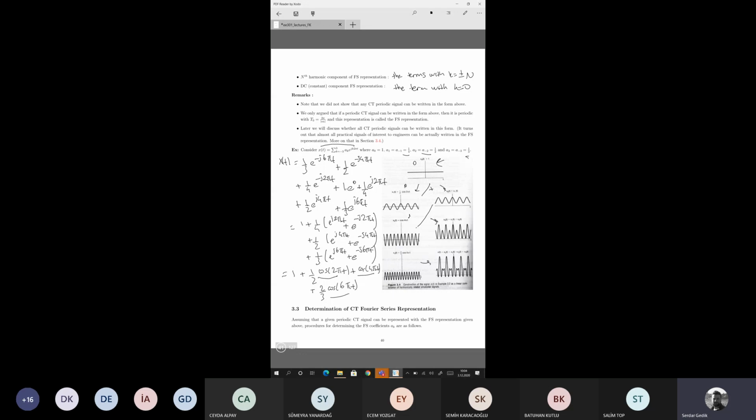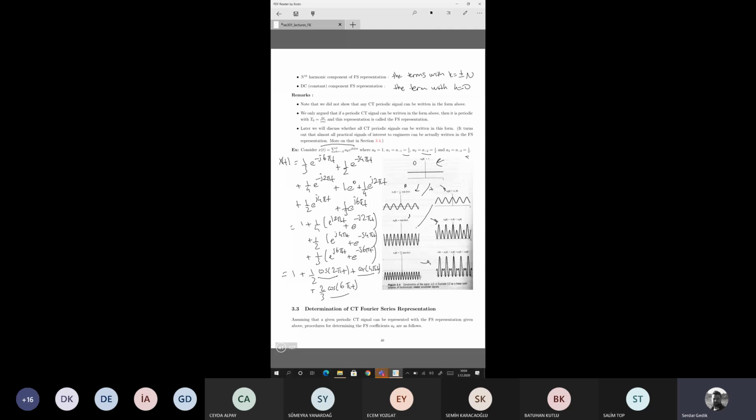But you see that although it is weird, it is periodic. Since it is periodic, I can write it in the form of a Fourier series representation. So in general, what if you have a continuous time periodic signal and you want to find the a_k coefficients?